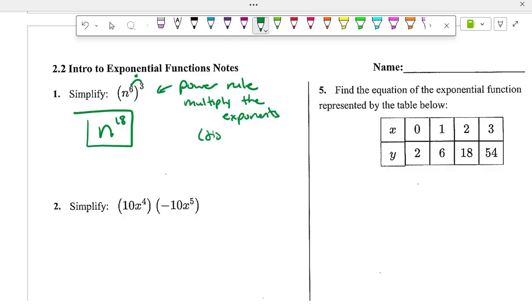So in other words, you would distribute the power to every base. So let's say there was like a 3 in front of this n. I would also distribute the power of 3 to 3. So it would be 3 cubed times n to the 18th. And 3 cubed is just 27. All right, but that's just an example.